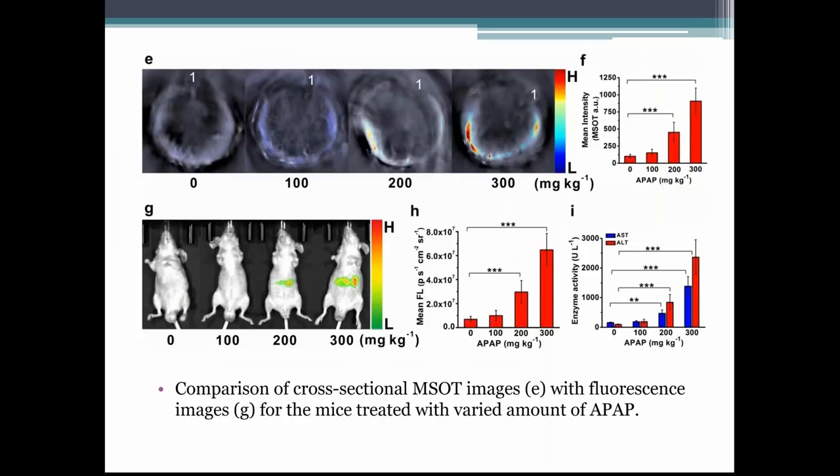Then the mice were treated with different doses of APAP. A higher APAP dose causes more severe liver damage and therefore a stronger MSOT signal in the liver region. Fluorescent imaging of the mice provides additional evidence that the increase in optoacoustic signal is due to the rise of hepatic alkaline phosphatase activity. To verify the relationship between APAP treatment and liver injury, we also measured the activity of serum enzyme biomarkers using ELISA kits. The data here proves that there is a direct link between liver dysfunction and APAP treatment.